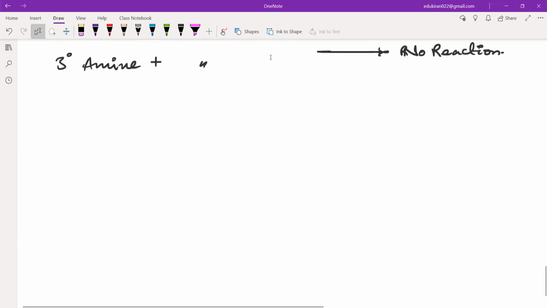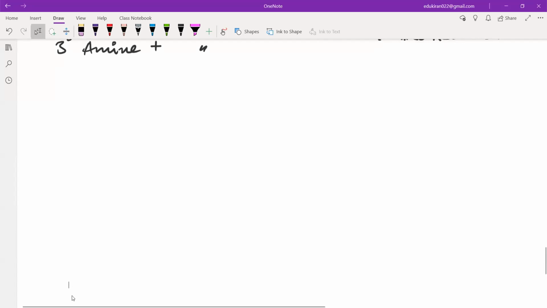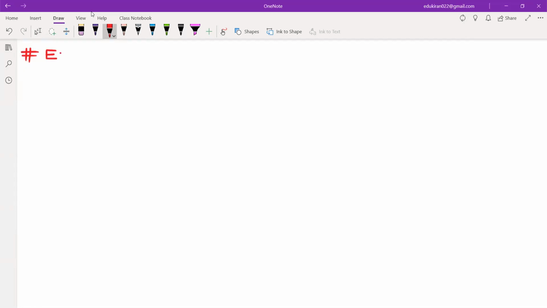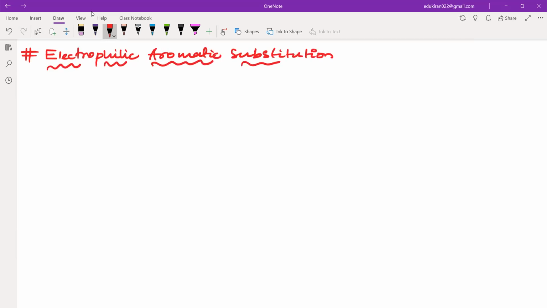Okay. Next is electrophilic aromatic substitutions of aniline. That means what are those reactions? Electrophilic aromatic substitution. The electrophilic aromatic substitutions of aniline.